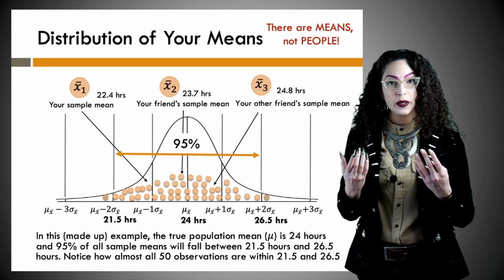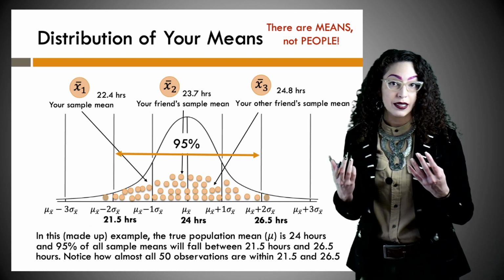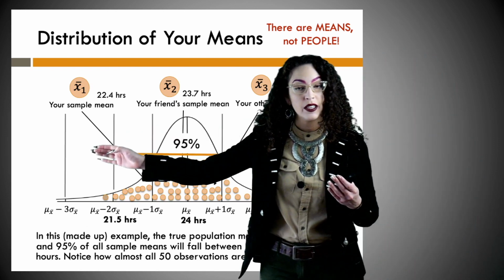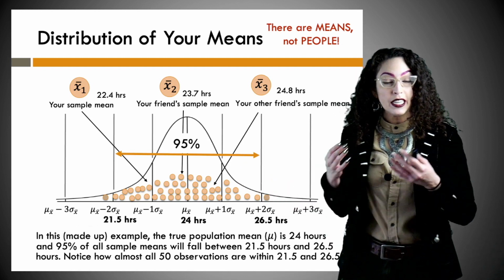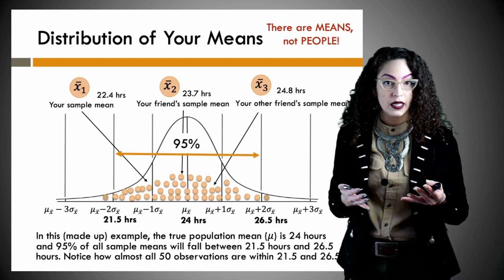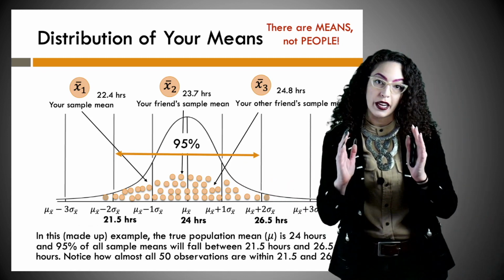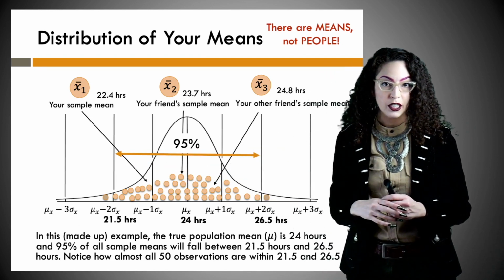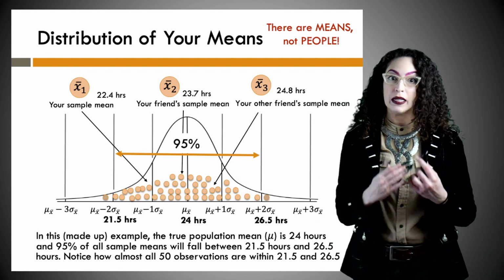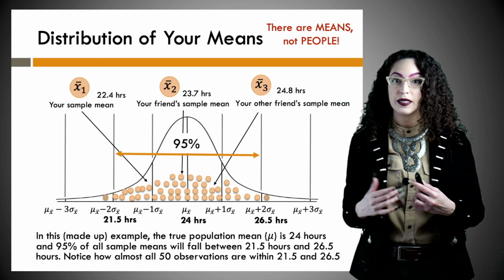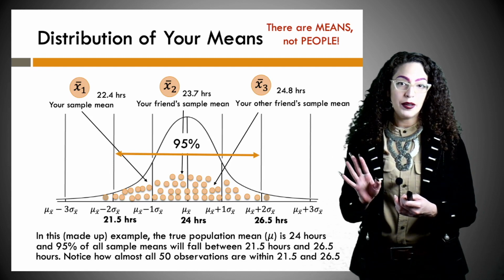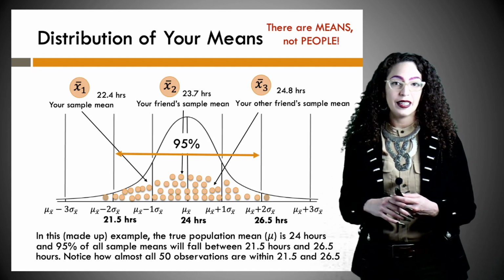Just like when we were doing the z-scores for height, for example, that most women are going to fall within 2 standard deviations of the mean, it's also true for our sample means. They're going to fall within a certain range. 95% of them will fall within 2 standard deviations. This is going to be immensely helpful when we start doing hypothesis testing. We'll come back to this 95% thing. It's going to be very important in our hypothesis testing later.